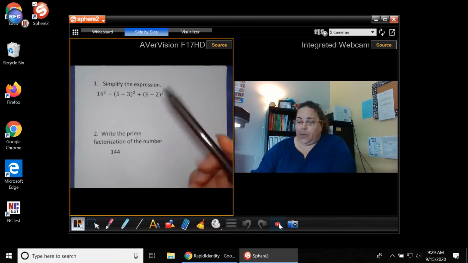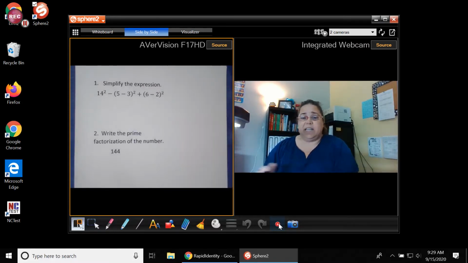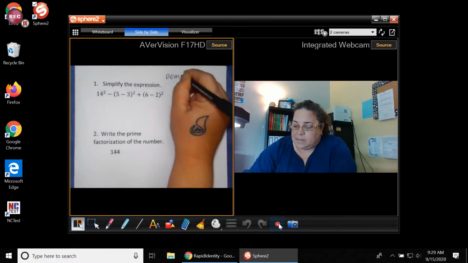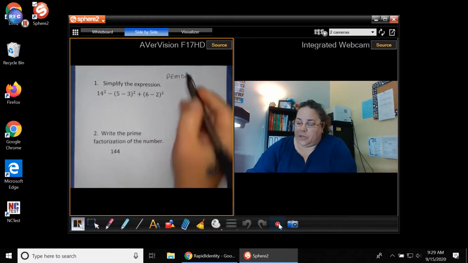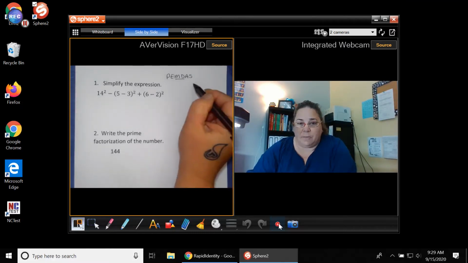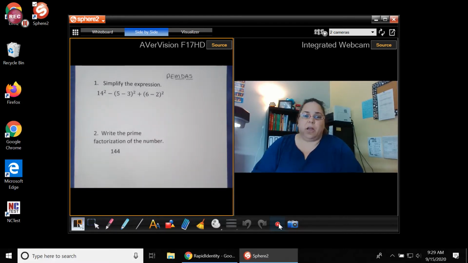Okay, so the first question says to simplify the expression. And when we see a problem that looks like this, we know that we're going to be using order of operations. So if it's helpful to you, you should write PEMDAS up here. Okay? And that way it'll help you remember that you're going to do parentheses, then exponents, then multiply and divide from left to right, and add and subtract from left to right. All right? So let's start with this problem.